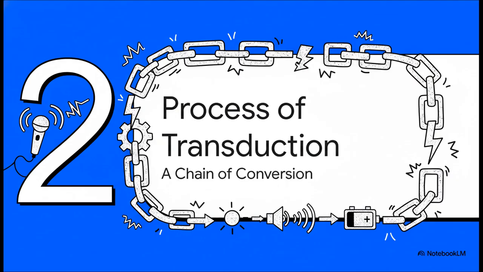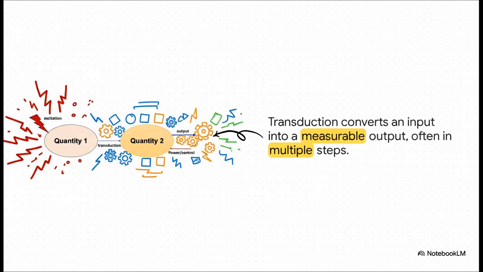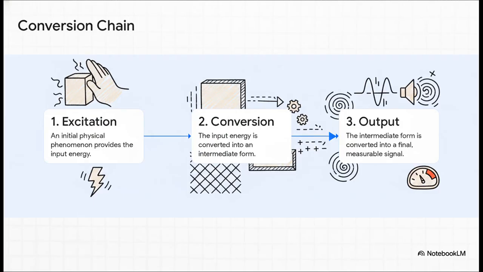It's not just some kind of single magical step. Yeah, it's really important to see transduction as a chain of events, not just one thing. It kicks off with some initial energy input, what we call excitation. Then that physical thing gets converted into some kind of intermediate form before finally spitting out a measurable output. It's a whole conversion pathway. This process is basically a three-step chain reaction. First, you have the excitation. That's the physical thing you want to measure, like a force. Second, the conversion. That force might cause a material to bend or deform. And third, you get the output. That deformation generates an electrical charge. And boom, that's your signal.